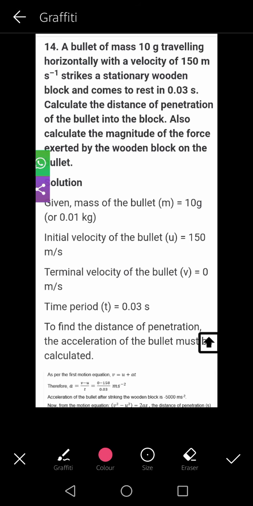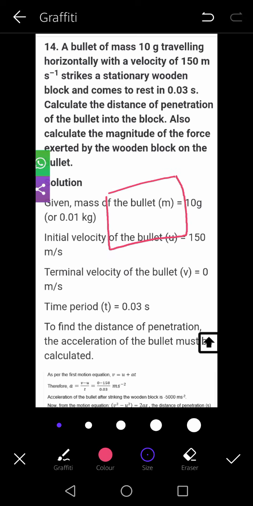Suppose the thing is like this, there is a wooden block. Some bullet is fired and the bullet will get inside the wooden block and it will penetrate inside the wooden block by some distance. So what you have to find out is the distance of penetration of the bullet into the block. So how much distance the bullet has penetrated, that one we have to find out. The next one, also calculate the magnitude of force exerted by the wooden block on the bullet. So force also we have to find out.